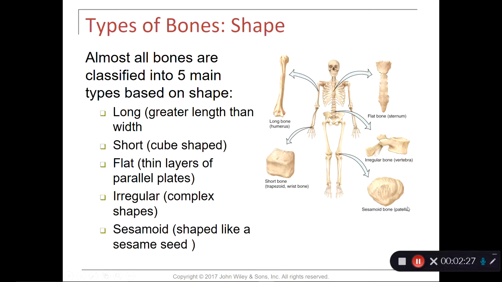And finally, you have one type of bone that's a sesamoid bone. That's your patella, your kneecap. The reason why it's called a sesamoid, it kind of looks like a sesame seed. So that's called a sesamoid. It's a seed bone.